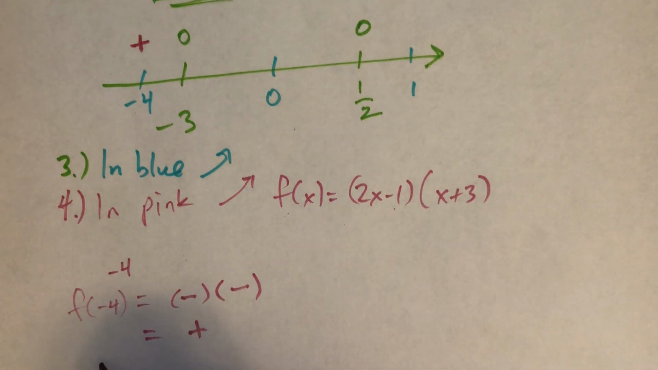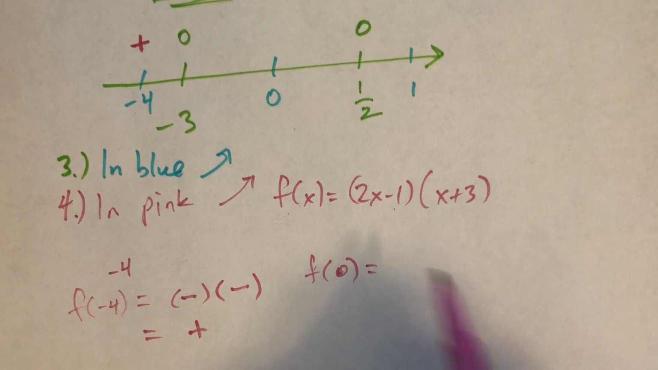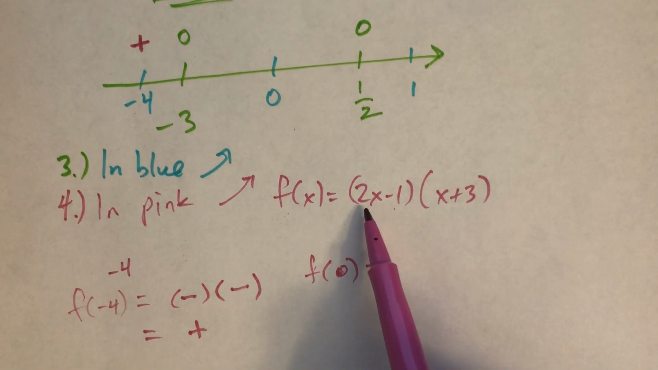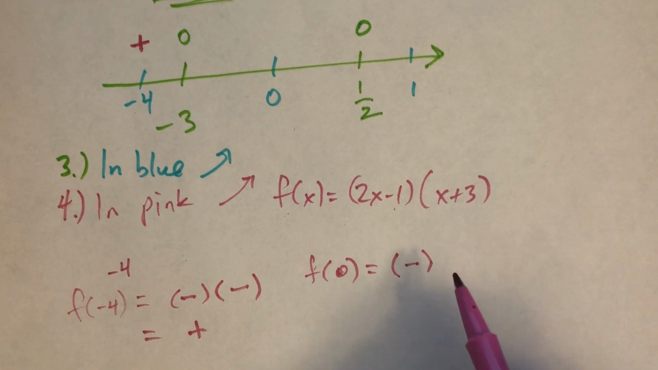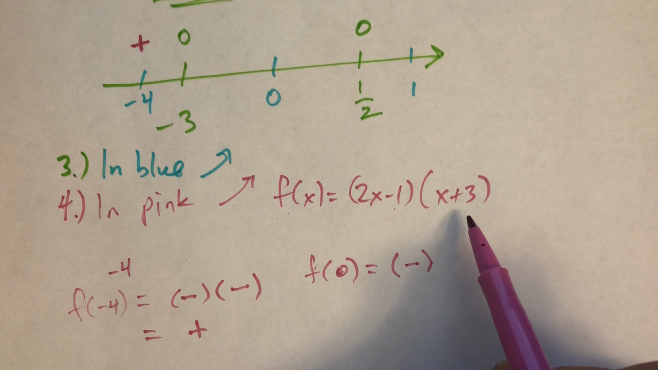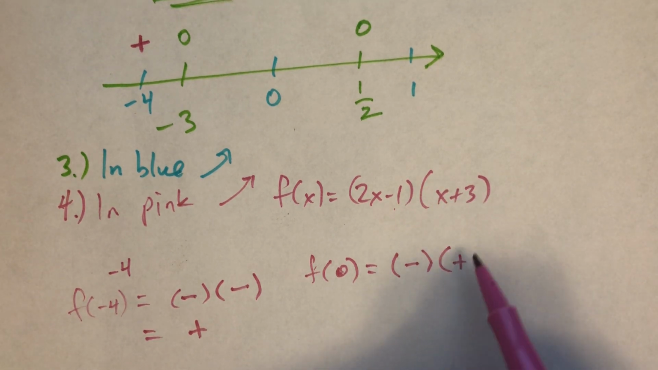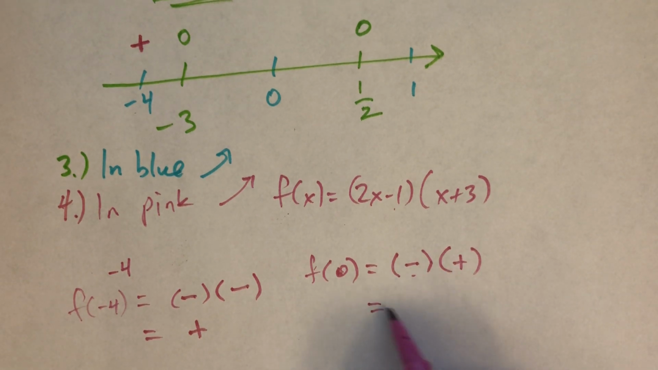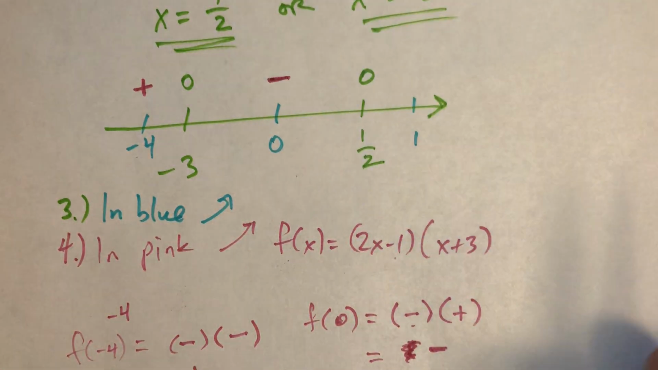Okay, now we want to test our next one. So we got f of 0. This will be pretty quick, right? If I put 0 in here, I've got 2 times 0, that's 0, -1, so that's a negative. And then if we put a 0 in here, I've got 0 plus 3, that's positive. So now negative times positive, that is a negative, negative. So then we can put the corresponding value here, okay?